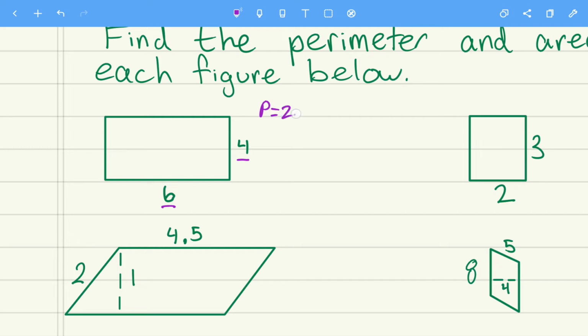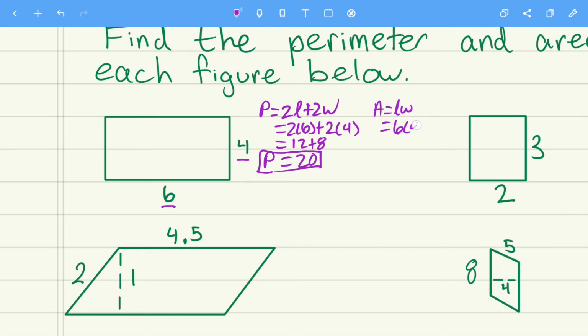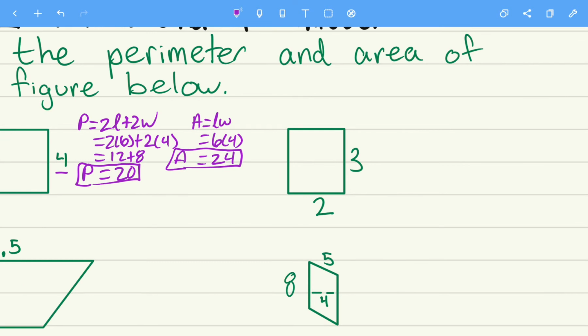The perimeter is 2 length plus 2 width. So we get 2 times 6 plus 2 times 4, which gives us 12 plus 8, which gives us 20. So our perimeter is 20. Area is length times width, which is 6 times 4, which is 24. Go ahead, try this one on your own. And there is the perimeter and area.